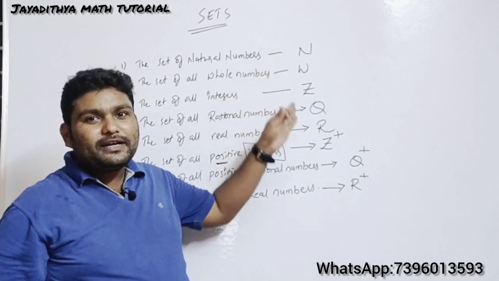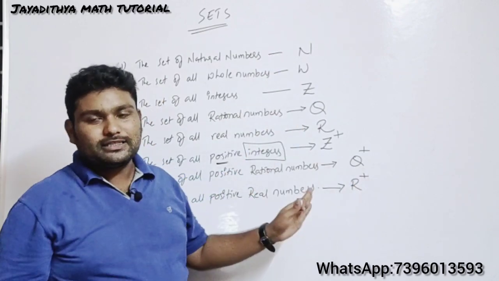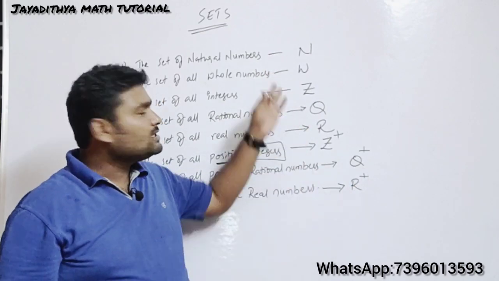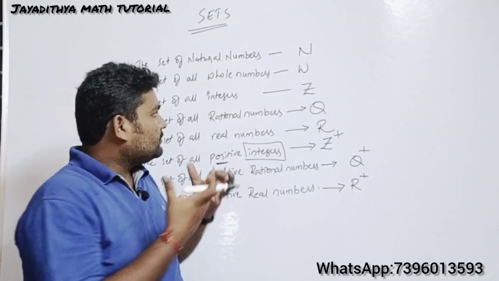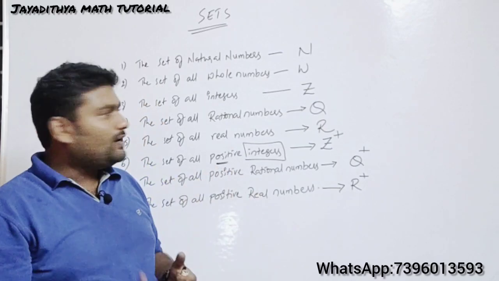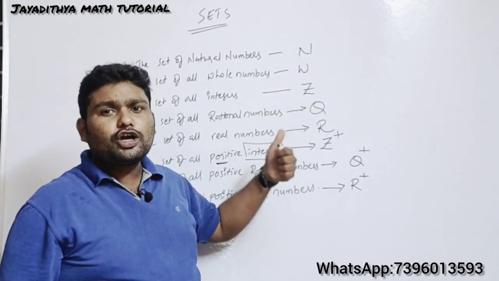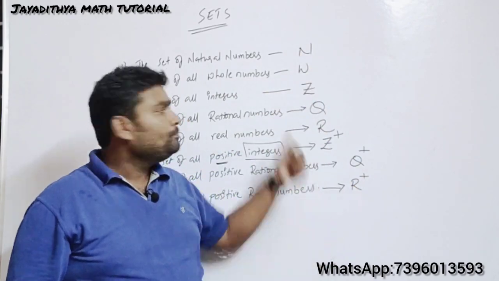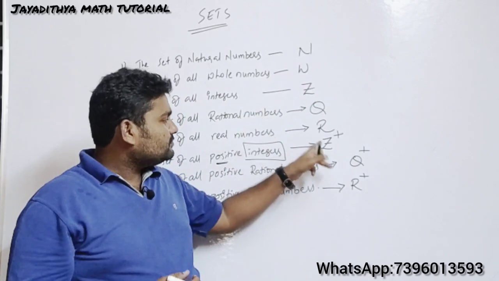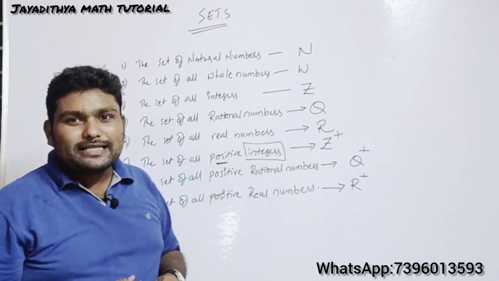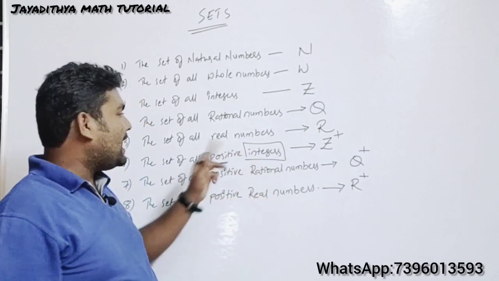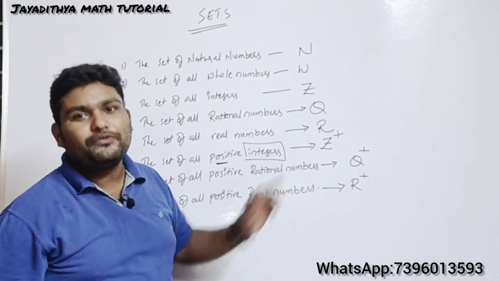So you should definitely know these notations now. Why? Because when you are learning the concepts of relations and functions, you will mostly be talking about the concepts using these symbols. Sometimes they will give Z plus, and you should understand that it is the set of positive integers.